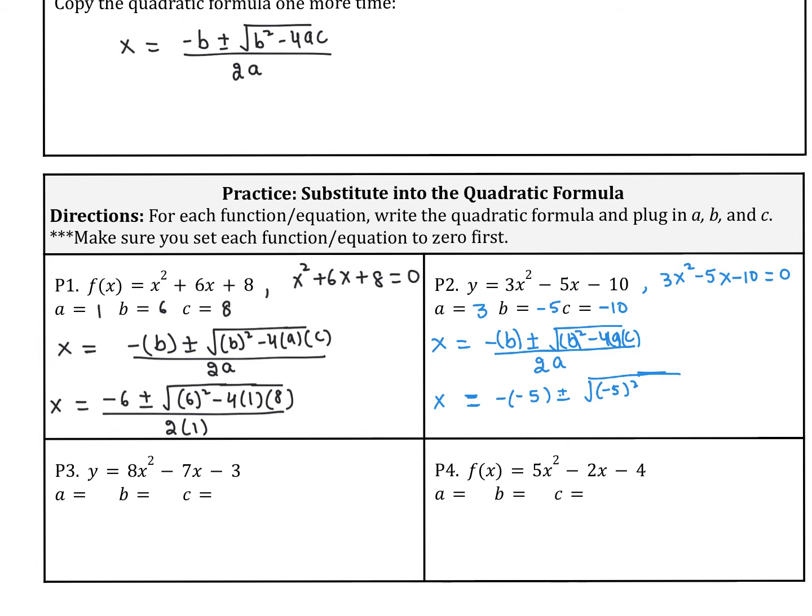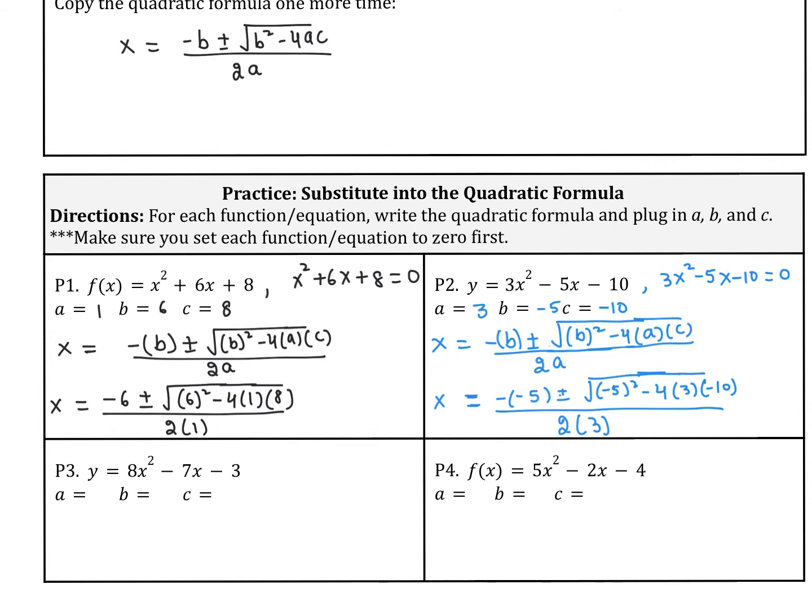So negative b, squared, minus 4ac, divided by 2 times 3. I wrote it here as negative b in a bracket, b squared, a in a bracket, and c in a bracket, and that helps when it's a negative sign to plug it into the bracket.